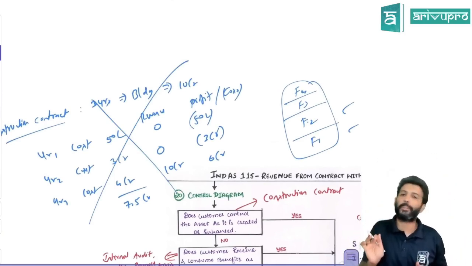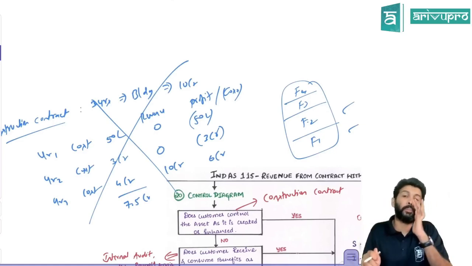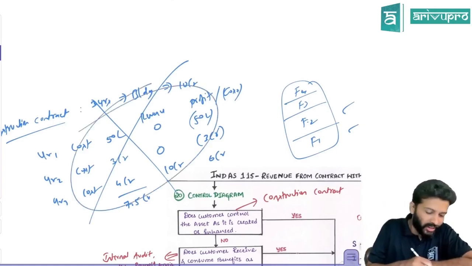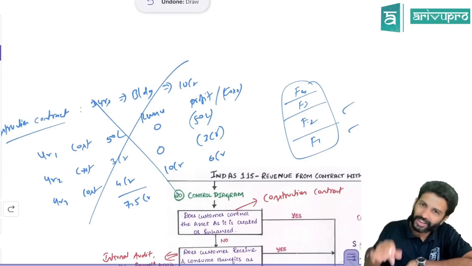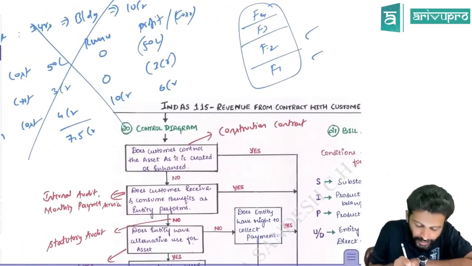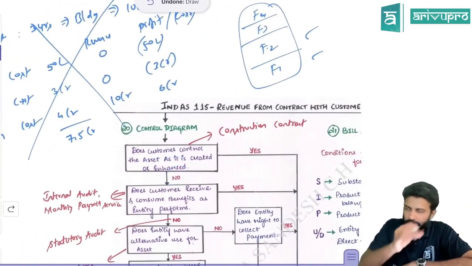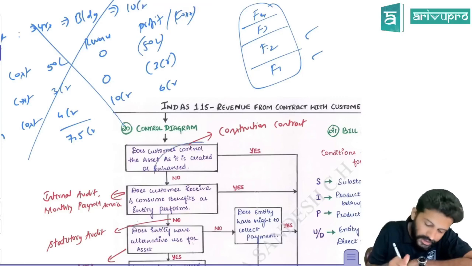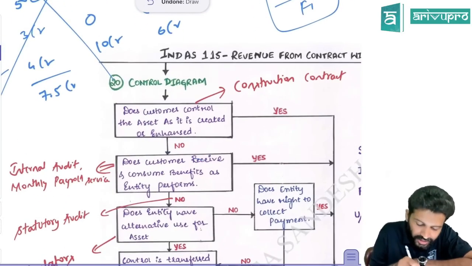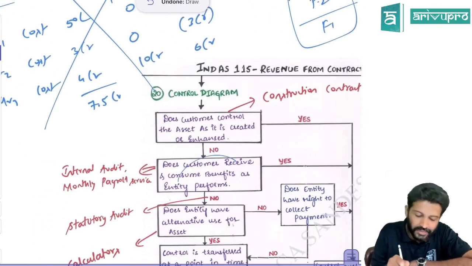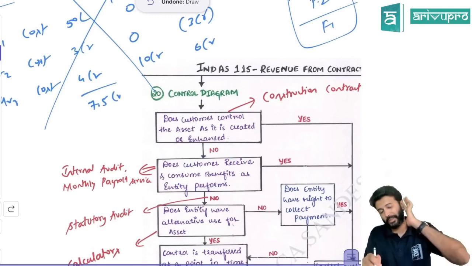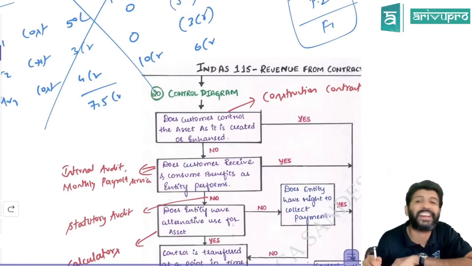If 5% of the work is completed in the first year, you can book 5% of the revenue. Okay, so this accounting is not followed practically is what I'm trying to say. Alright, if the answer to the first case is no, they've given various criteria. If the first criteria fails, then just check: does the customer receive and consume the benefit as and when the entity performs?